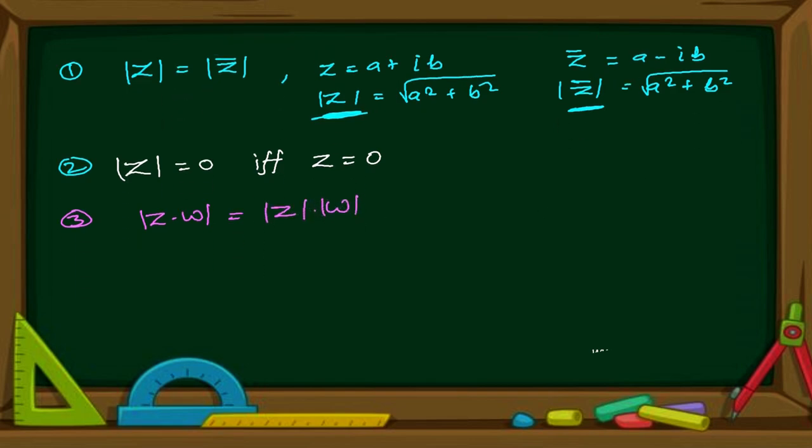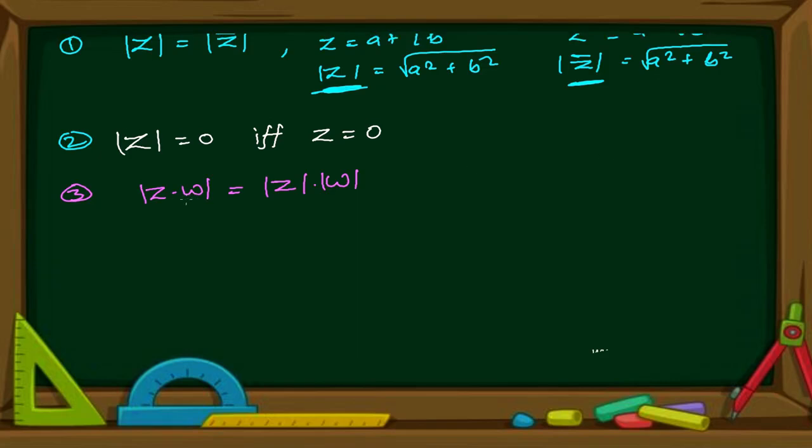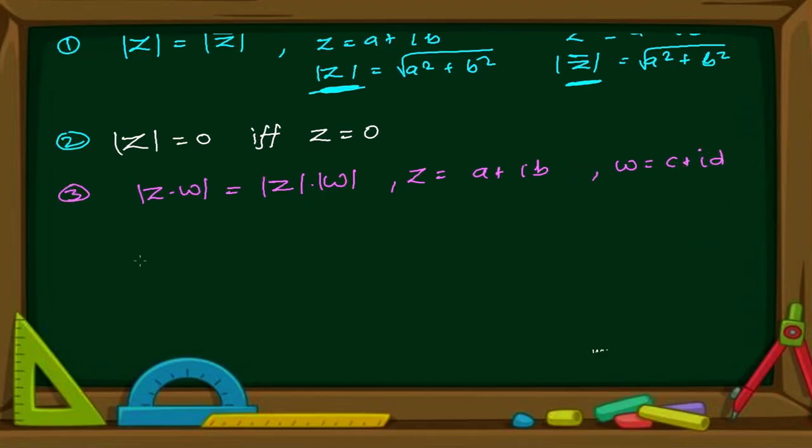Let's say you have two complex numbers, z and w, and you multiply them, find the product, and then find the absolute value of that. Then that is equal to the product of the individual absolute values of z and w. All right? Let me give you an example. Let's say z is a plus ib, just like in the previous videos, and w is c plus id. So what I'm going to do now, first I will find z times w, okay?